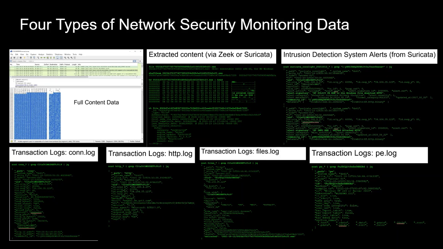And then finally, we have transaction logs. A transaction log is a category for many different types of logs, and I have just a few samples here. The connection log, the HTTP log, files log, PE or portable executable log, all of which are generated by Zeek. And of course, Suricata produces a certain set of transaction logs as well.